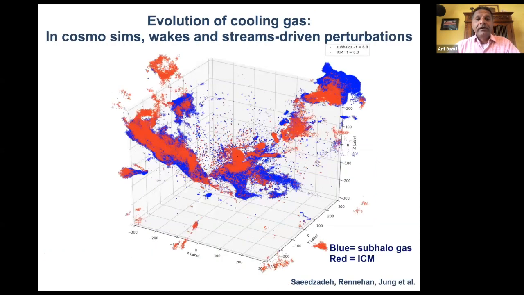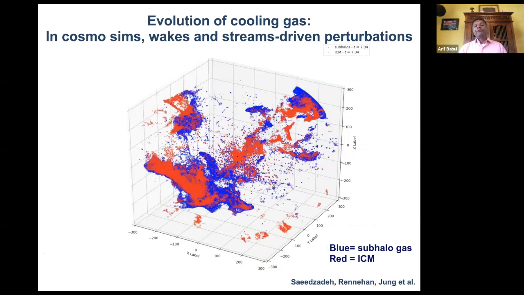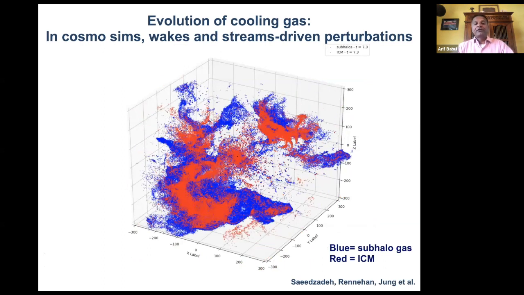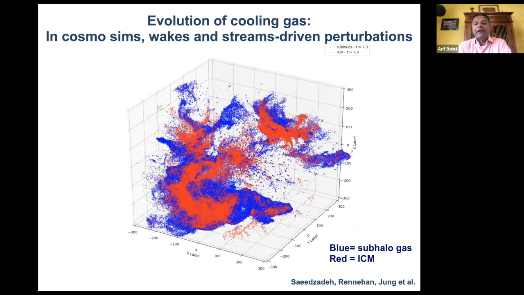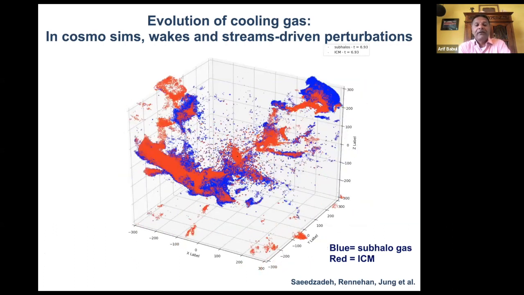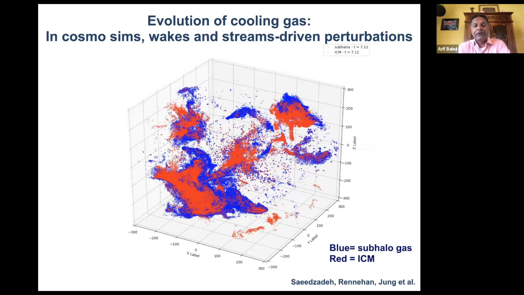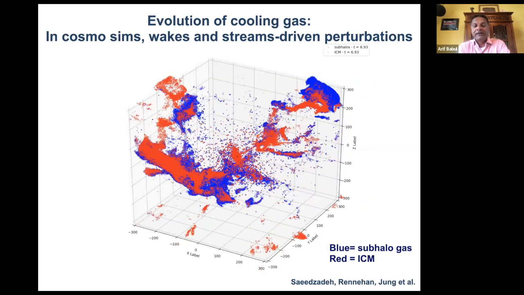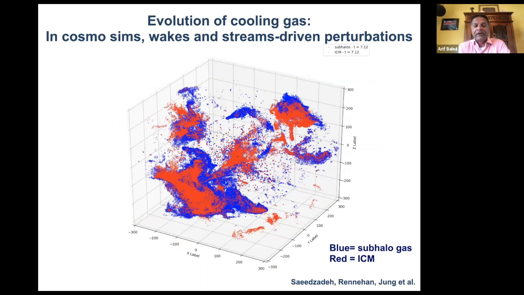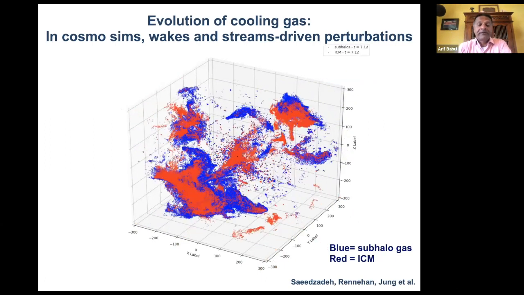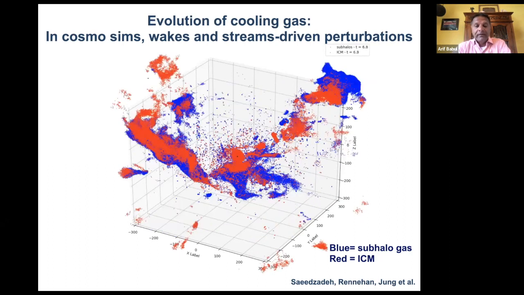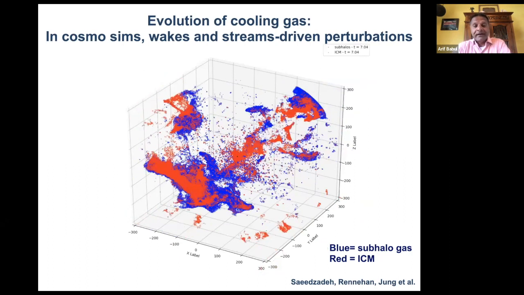And here is a movie that's similar to what Vida showed. It's indicating the ICM gas versus the halo stripped gas. And you can see a very strong spatial correlation between these two density perturbations that reinforces what I described just a few minutes ago. That says, this is my last slide.